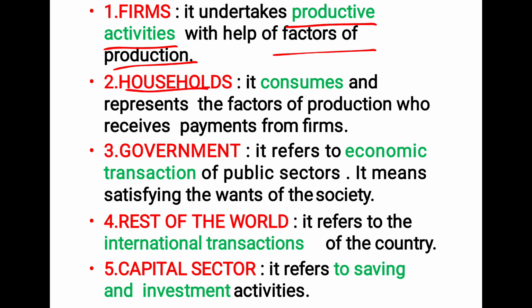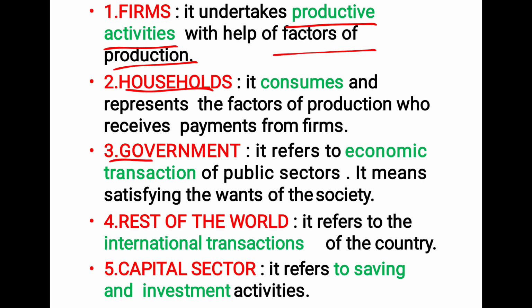Second one is household. It consumes and represents the factors of production who receive payment from firms. Who are the households? Households send whatever factors of production they have into the hands of the firm. Here households are supposed to be consumers because they supply the factors of production. So they receive the reward from the firms in return in the form of rent, wages, interest, and finally what is left over stands as profit for a firm.